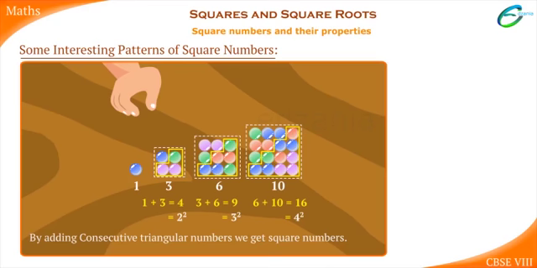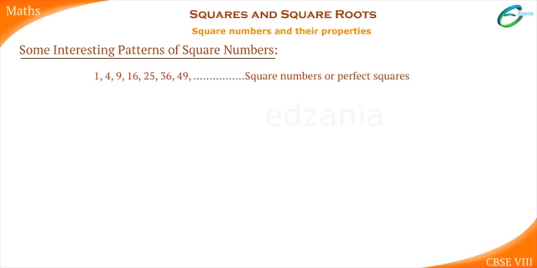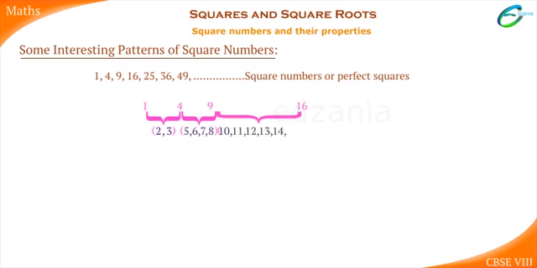Let us see some more interesting patterns of square numbers. We know that 1, 4, 9, 16, 25, 36, 49, and so on are square numbers or perfect squares. Are there any natural numbers between square numbers? Yes. What are the numbers between 1 and 4? 2 and 3. Between 4 and 9? 5, 6, 7, and 8. Between 9 and 16: 10, 11, 12, 13, 14, and 15. Similarly, between any two square numbers, there will be natural numbers.